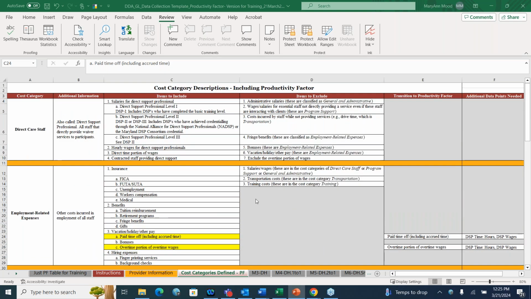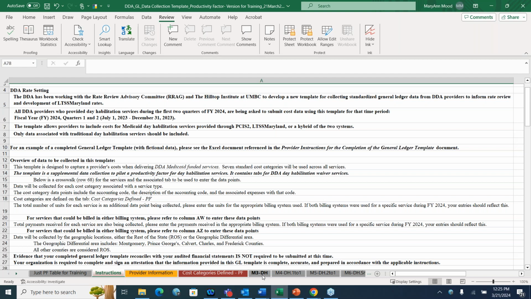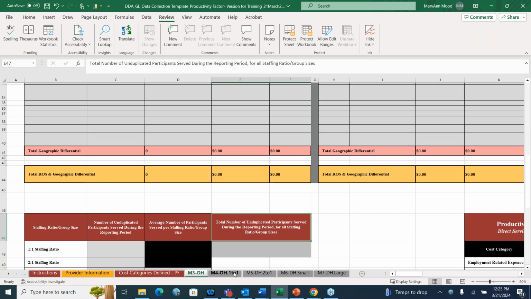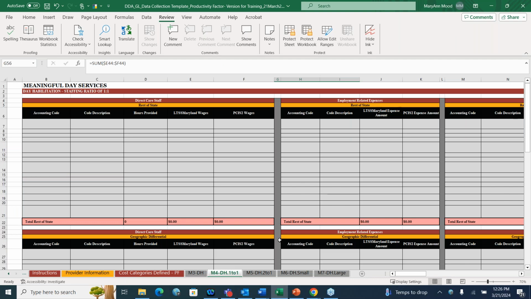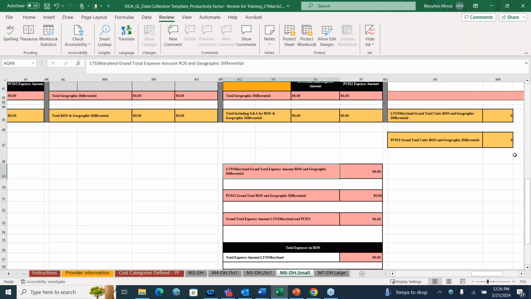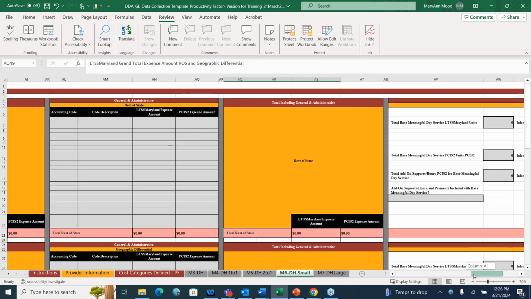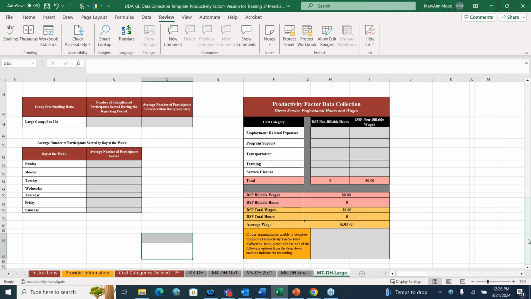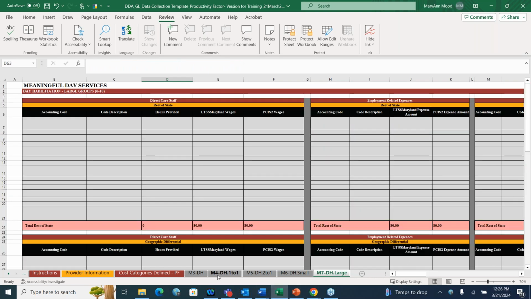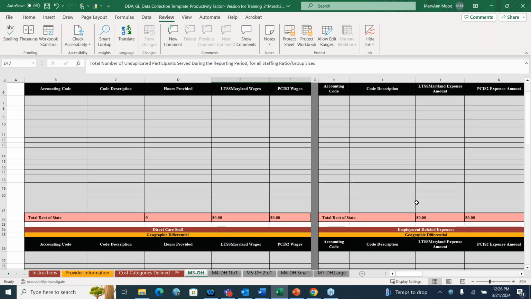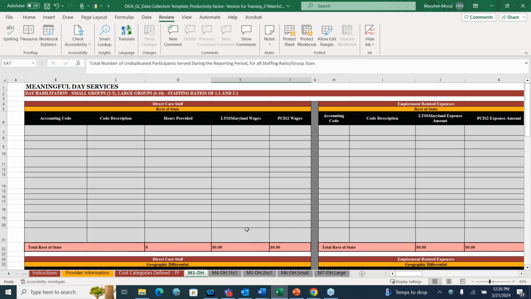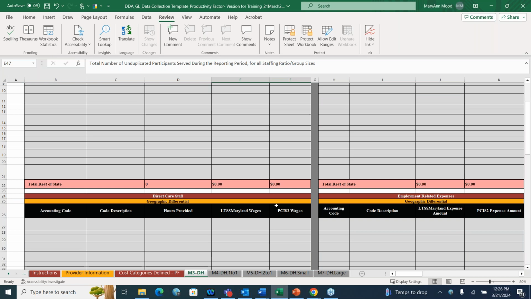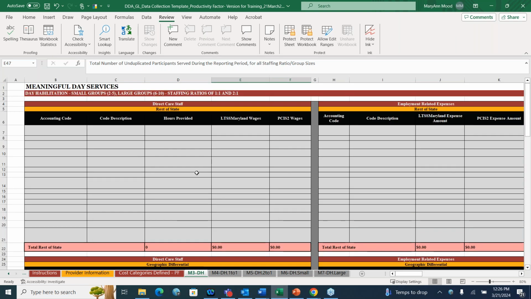So the other items of note, so again, it's habilitation services that we're focusing on. There are the different tabs for each of the DAHAB services. So there's a tab for if the staffing ratio is 1-to-1, 2-to-1, if you are providing small group DAHAB services or large group DAHAB services. There is a tab for each. If you are not able to break out your cost and wages by the specific staffing ratio or group sizes, there is this first DAHAB tab referred to as M3 DAHAB, where you could put all of that information together if you're not able to break it out.